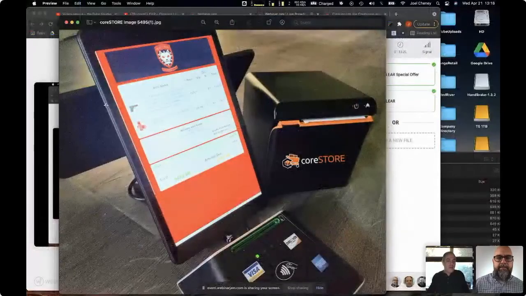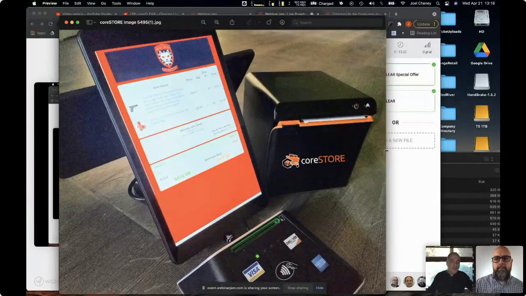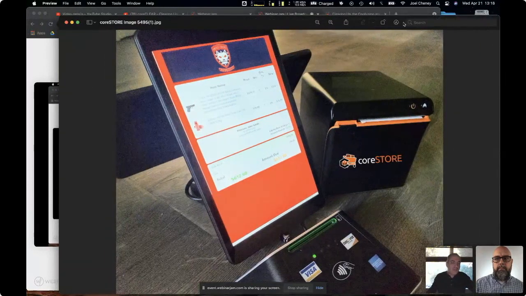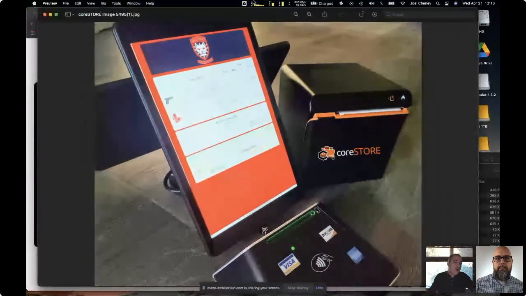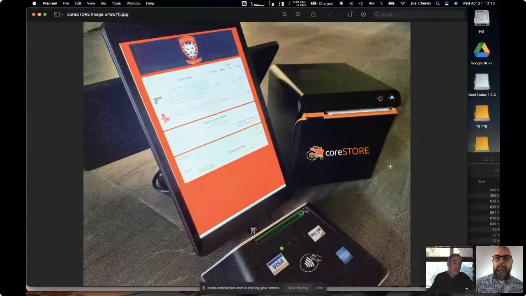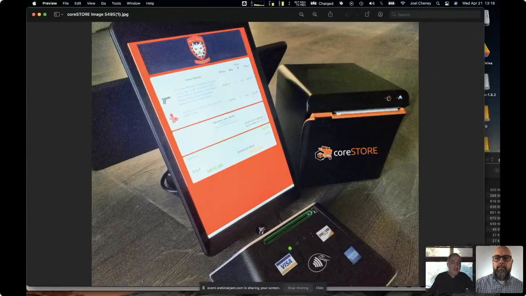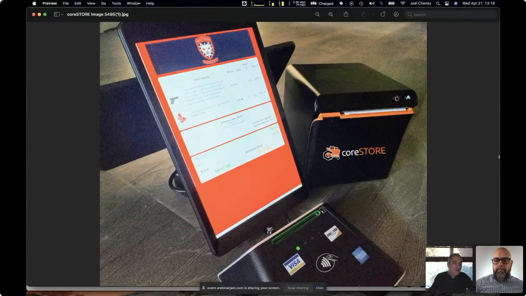All right. So that's just a sample setup. This was Mad Dog Armory. So we've got the customer display. You'll see the VP8300 down here. You've got a receipt printer over here.